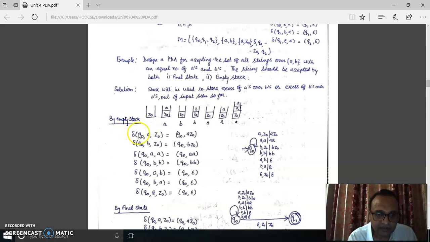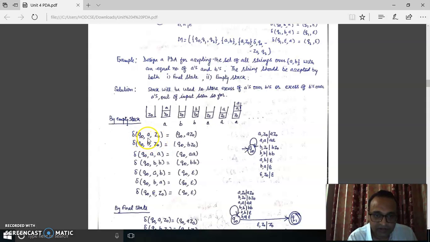So let us see here. The initial state, and in this way we will remain on the same state, because it doesn't matter whether a is coming after b or b is coming after a. So the idea is that we remain on the same state, and with the help of only one state we are making the solution.